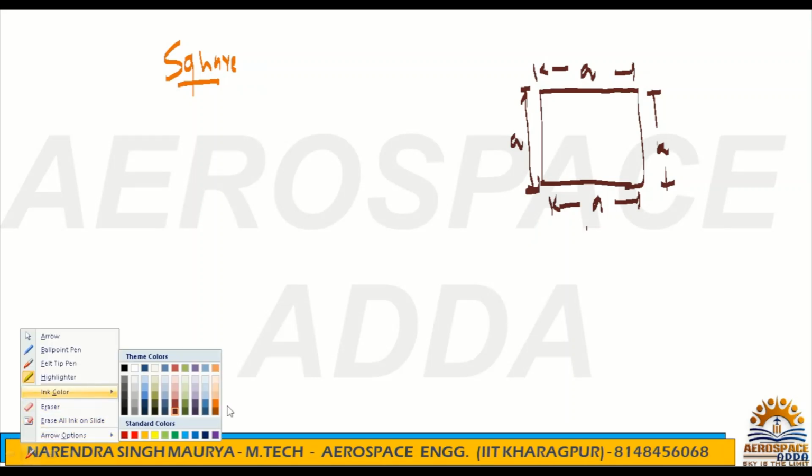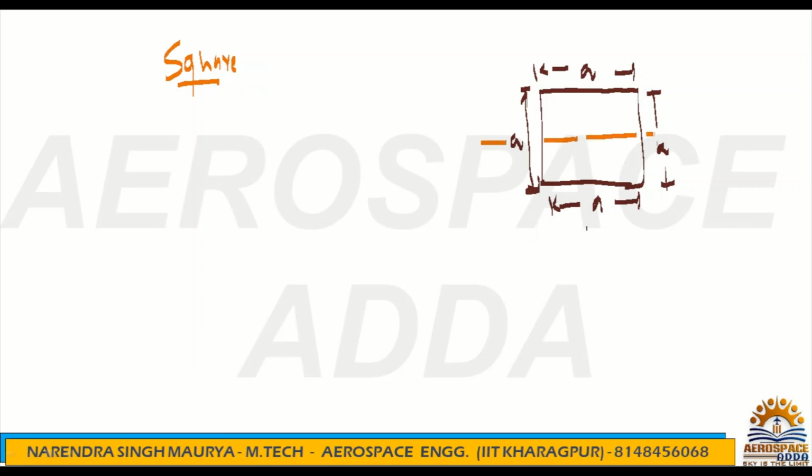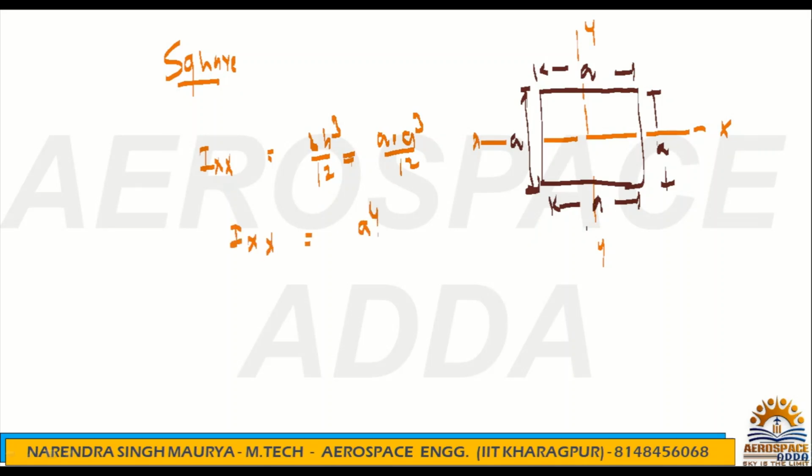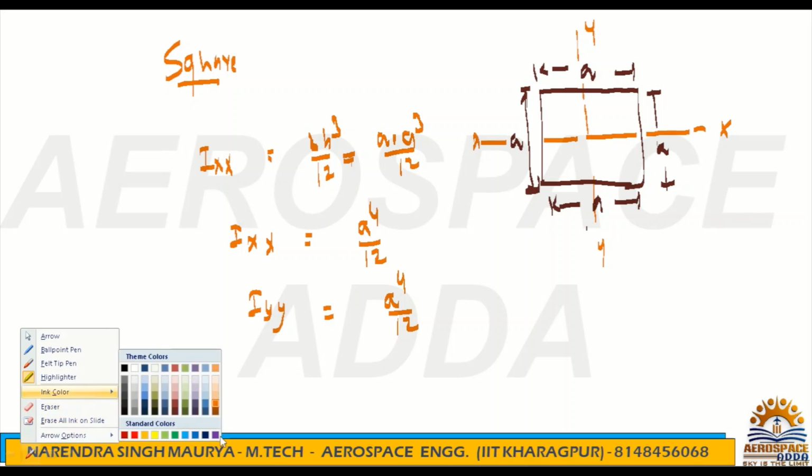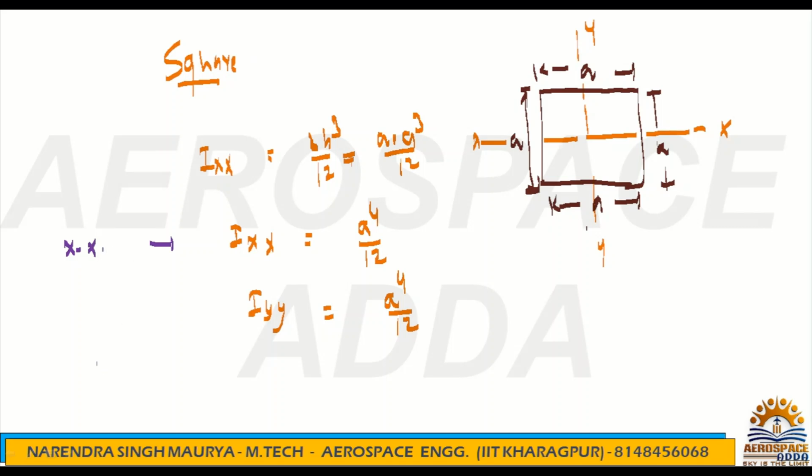Now if you are interested to write the Ixx and Iyy, what will you do? It's simple. You can apply it in the same way, like bh cube by 12. So width is A, height is A, so A by 12. Ultimately you understood Ixx is nothing but A to power 4 by 12, and similarly Iyy is nothing but A to power 4 by 12. Same way. So this is for the rectangular section, for the XX axis and for the YY axis. Formula you need to remember, right?